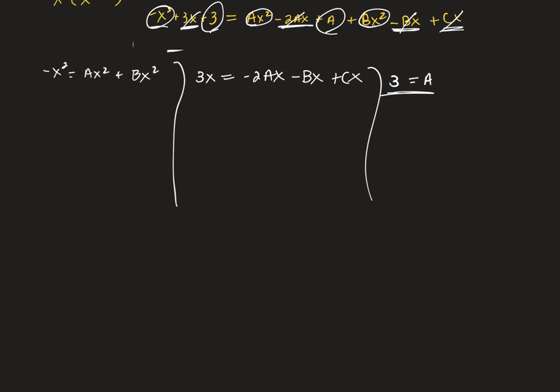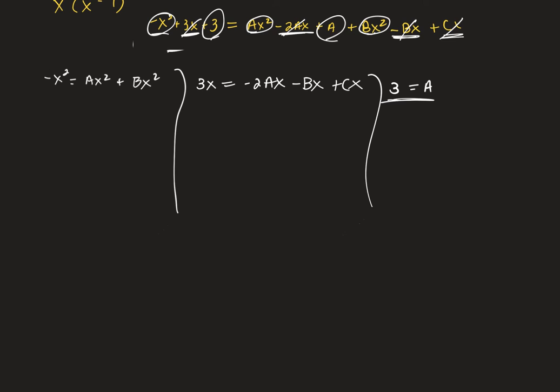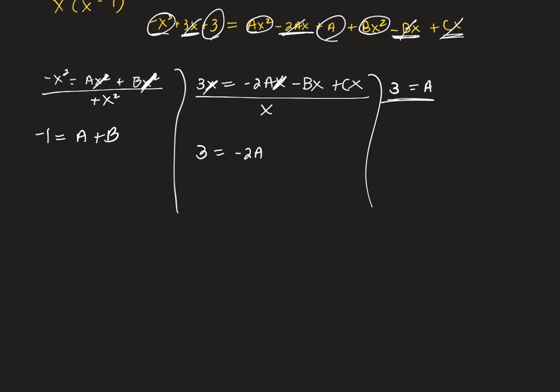So I already have a, that's 3. For the other two, you want to cancel out the variables, so I want to cancel out the x's, right? So I'm going to divide everything by x squared here, not negative x squared, x squared. And I end up with negative 1 equals, this one's gone a, this one's gone plus b. For the second one, I divide everything by x. So the x is gone, it's 3, negative 2a, the x is gone, minus b, the x is gone, plus c, the x is gone. And I have a triangle system.